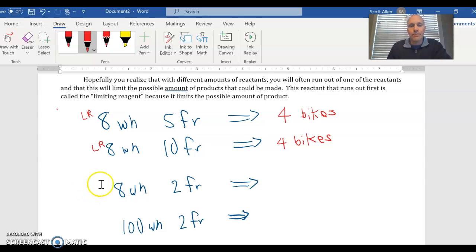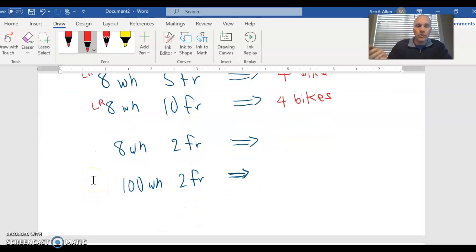Let's give one more example, or 2 more examples. Let's say that you had 8 wheels and 2 frames. Well, here's the situation, it's a little different. Your frames would actually run out and you would have leftover wheels. So in this case, this would be your limiting reagent, and you would be able to make 2 bikes.